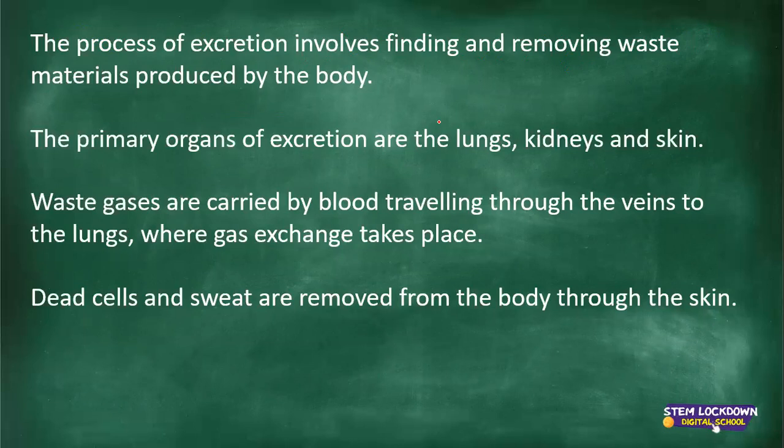And then the primary organs of excretion are what? Primary organs, we learned about that. We've got the lungs, you have kidneys, and the skin. Remember, skin releases water in the form of sweat. Kidneys release water and excess salt. Lungs excrete or remove carbon dioxide. Waste gases are carried by blood traveling through the veins to the lungs where gas exchange takes place.